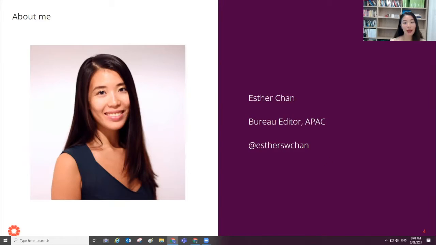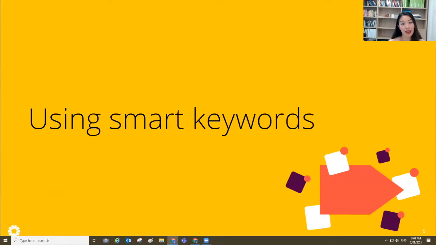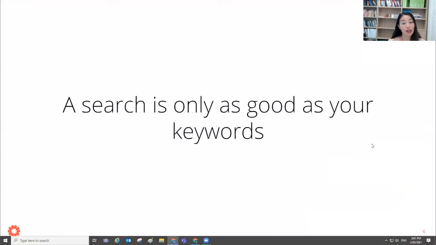Okay, so how to be smart about keywords? A search is really only as good as your keywords, right? So whether you get good quality search results depends on the words that you use to construct your search. But there are actually ways to be really strategic with the words that you're searching, such that you can find whatever you need online.